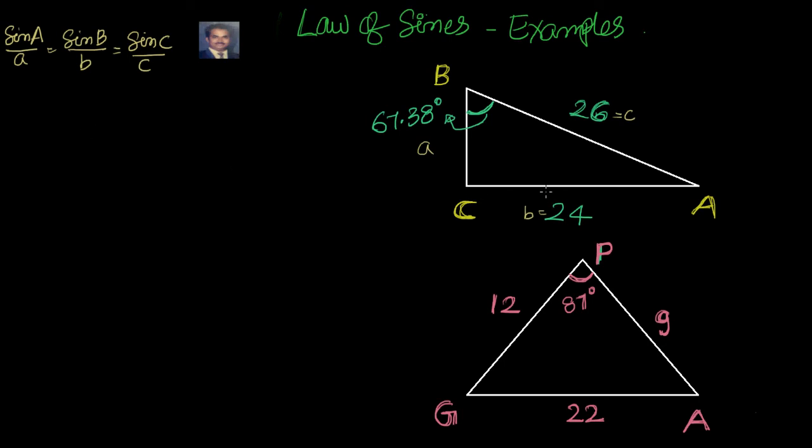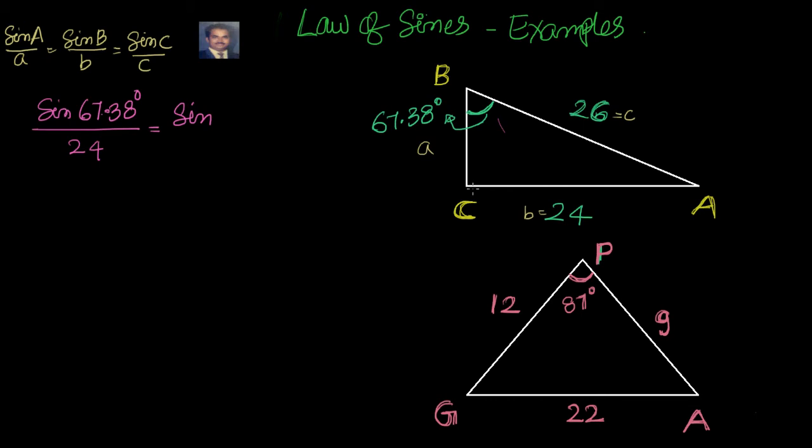Here I have full information. So I will not waste time. I will directly go ahead and write what I know. So I will say sine of 67.38 degrees divided by, what is the opposite side length? 24, is equal to sine of, okay, right? Then what else?